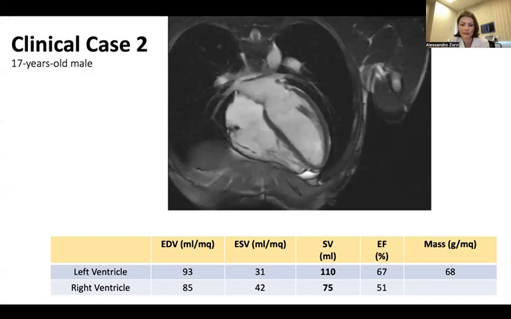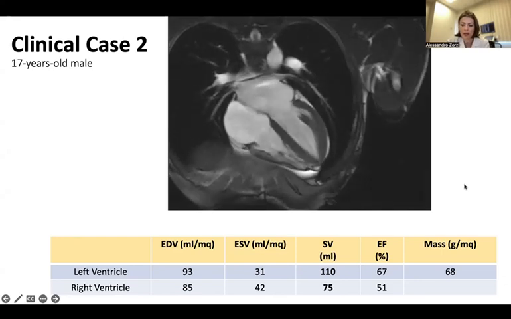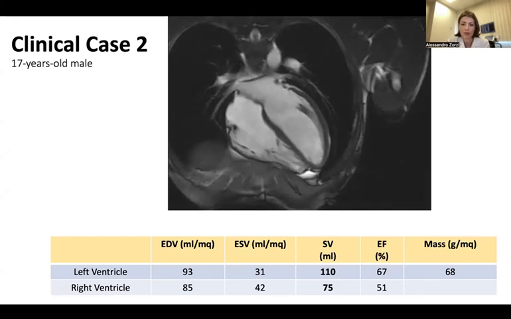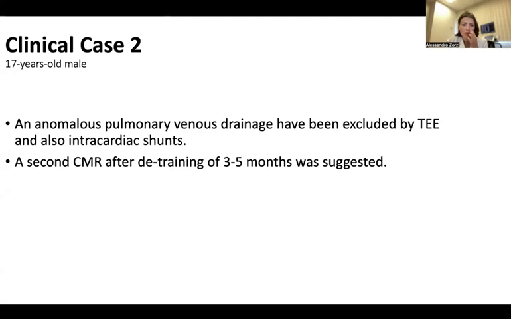So you can see right ventricle and left ventricle have different stroke volume. Why? Are there any regurgitation or shunts? No regurgitation. So he underwent transesophageal echocardiography and had no anomalies of pulmonary venous drainage.